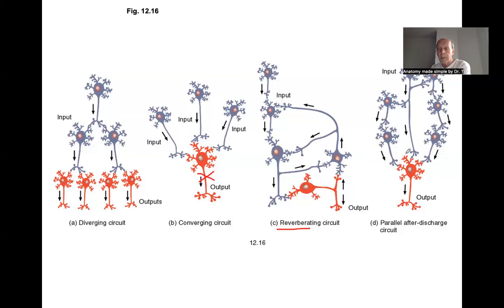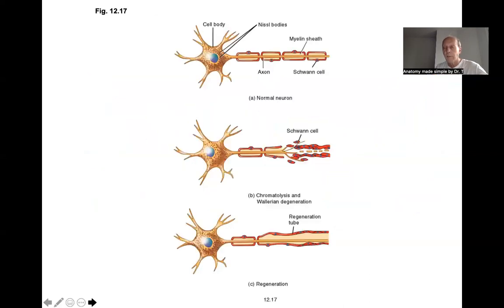Or on the far right side, we have a parallel after-discharge circuit, practically just using multiple collaterals, like 3 different regional roads converging onto the same highway. And that is kind of an example that I can use without really trying to overemphasize the value of a variety of different circuitries. I just wanted to give you some form of idea.